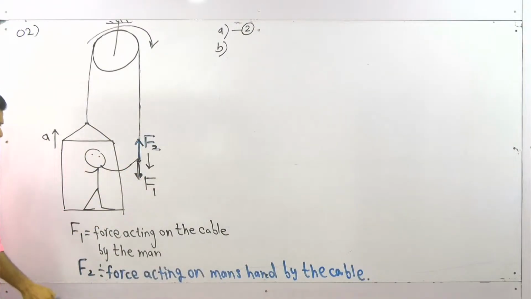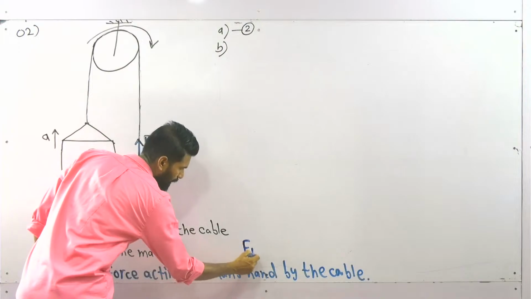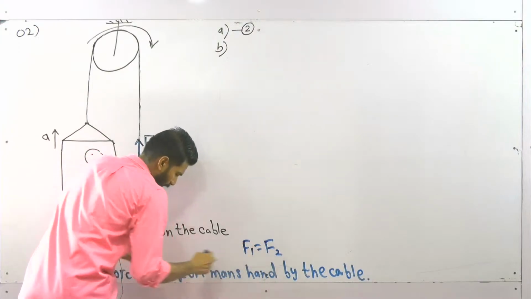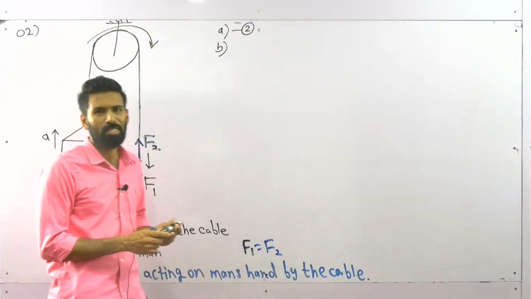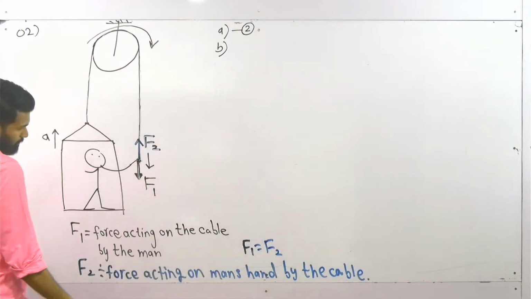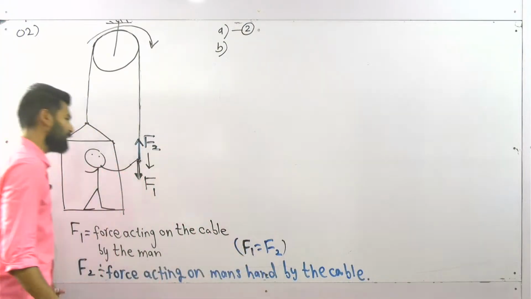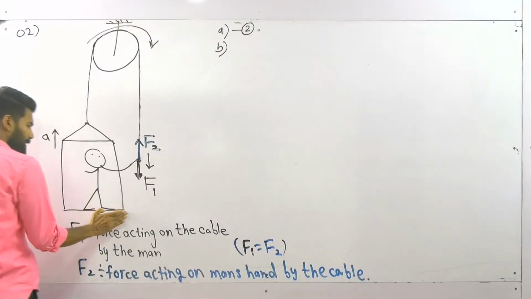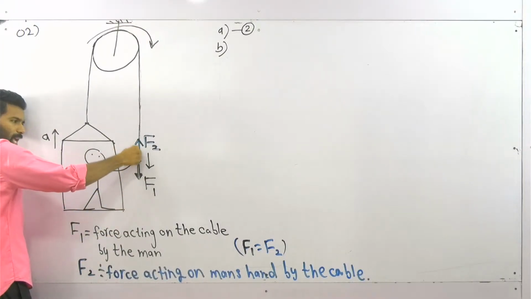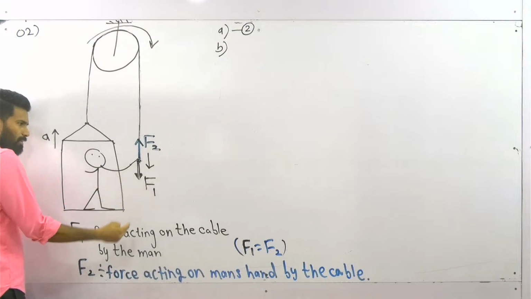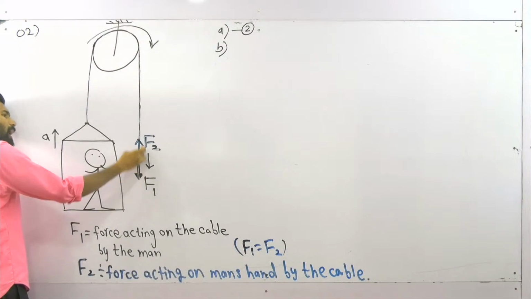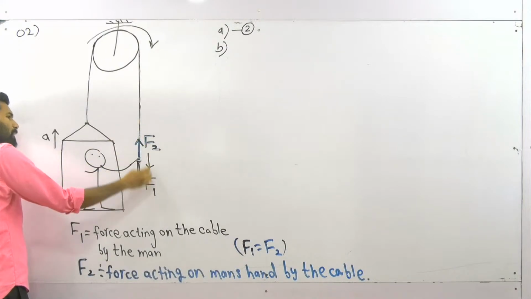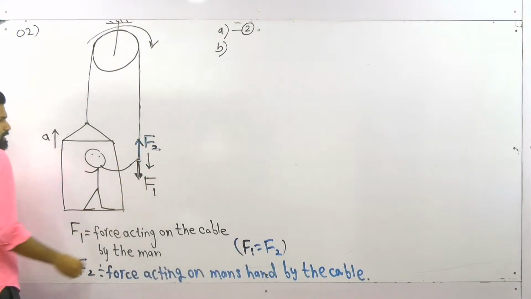So this F1 and F2 are equal, as they are Newton's third law companions. I have asked that later, but now I'm teaching it again. The man pulls the cable downward with the force F1, and what will happen? The cable will pull the man's hand upward with the same equal and opposite force by Newton's third law.